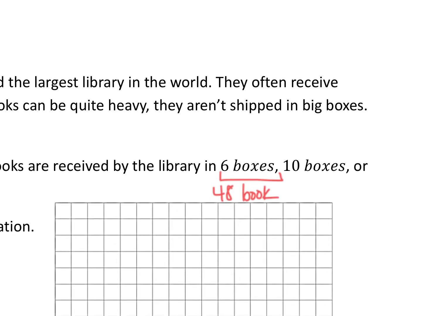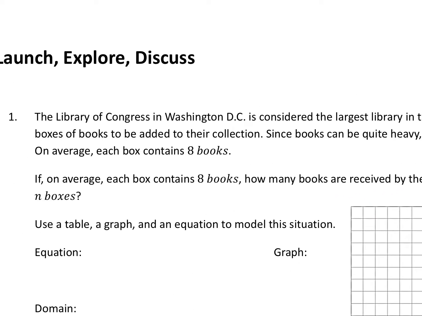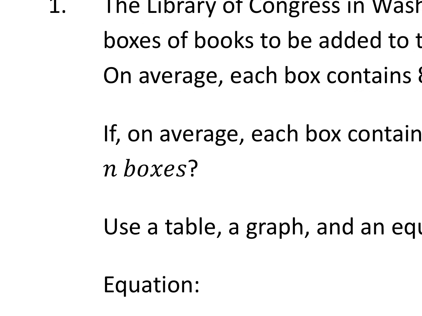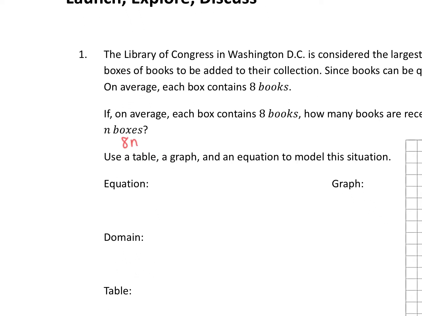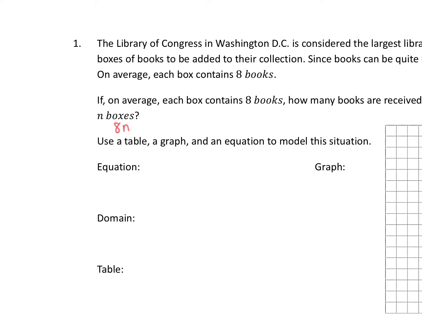In 10 boxes, we can just multiply 10 times 8 and get 80 books. Or in n boxes, that will just be 8n, which is our equation. Use a table, graph, and an equation to model the situation, then answer the questions. So our equation is going to be f of n equals 8n.